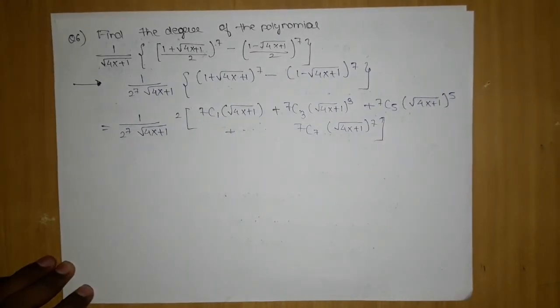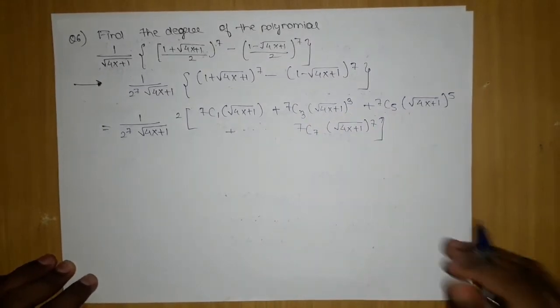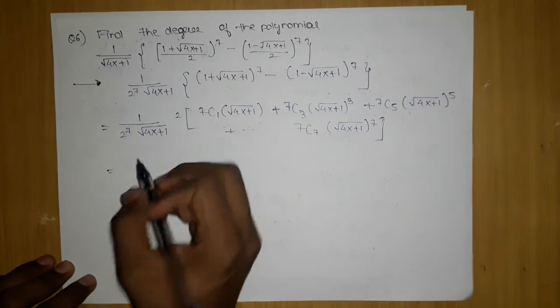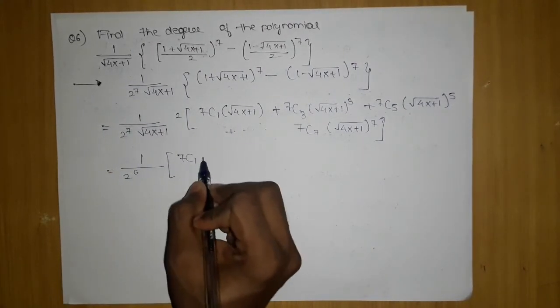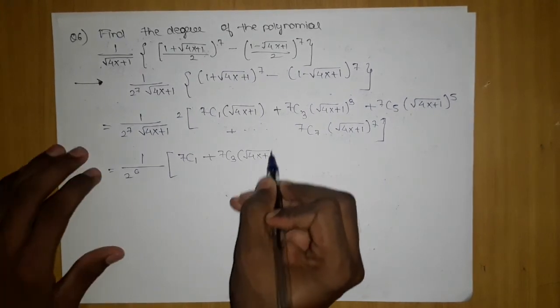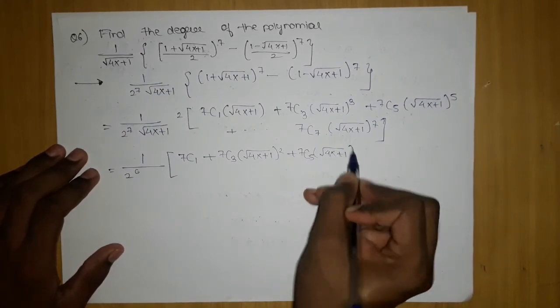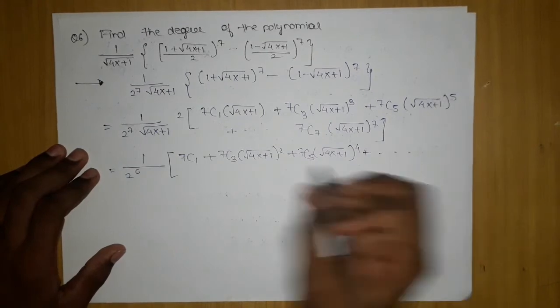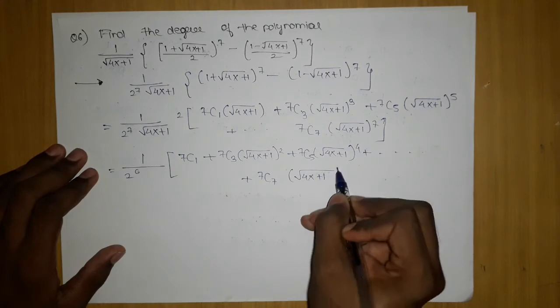Now what you can see, under root 4x plus 1, the 4 multiplied throughout with 4x plus 1 power 7 means this power will get reduced by 1, and this 2 we can cancel out in this step. So 2 power 6, and if we move this inside, 7c1 will be left as it is, 7c3 under root 4x plus 1 the whole square, plus 7c5 under root 4x plus 1 the whole power 4, and this will go on till we reach 7c7 under root 4x plus 1 power 6.